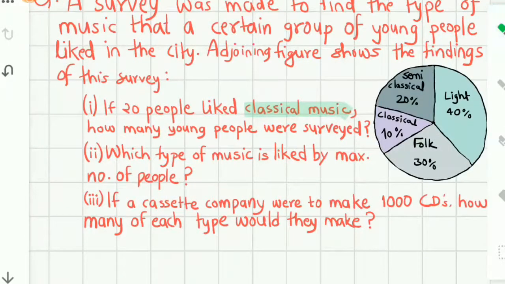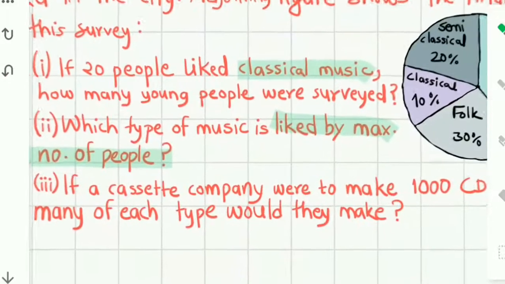Next is which type of music is liked by the maximum number of people. So all we have to do is search on the pie chart for the largest percentage number, which is 40%. So what is the type of music with respect to 40%? It's light. So light music is liked by the maximum number of people.